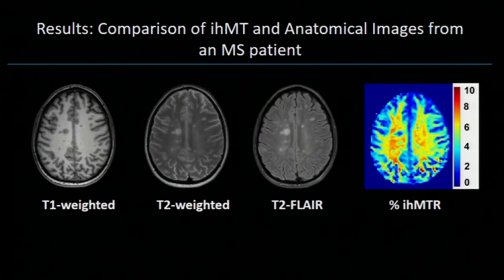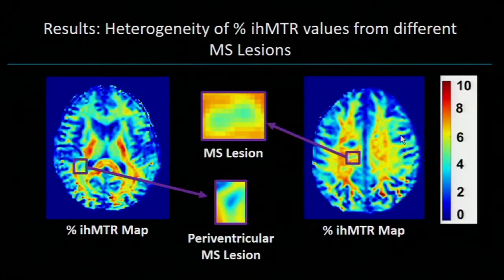When we compared ihMT and anatomical images from MS patients, you can see that in the anatomical images, we can see MS lesions in terms of hyperintensities, and these are qualitative images. However, from these lesions, we can get quantitative results from the ihMT ratio maps. Moreover, from different MS lesions, we observe different levels of ihMT ratio. So this is also in line with the heterogeneity of the MS lesions. So this means that this method is promising to characterize the differences in different MS lesions.